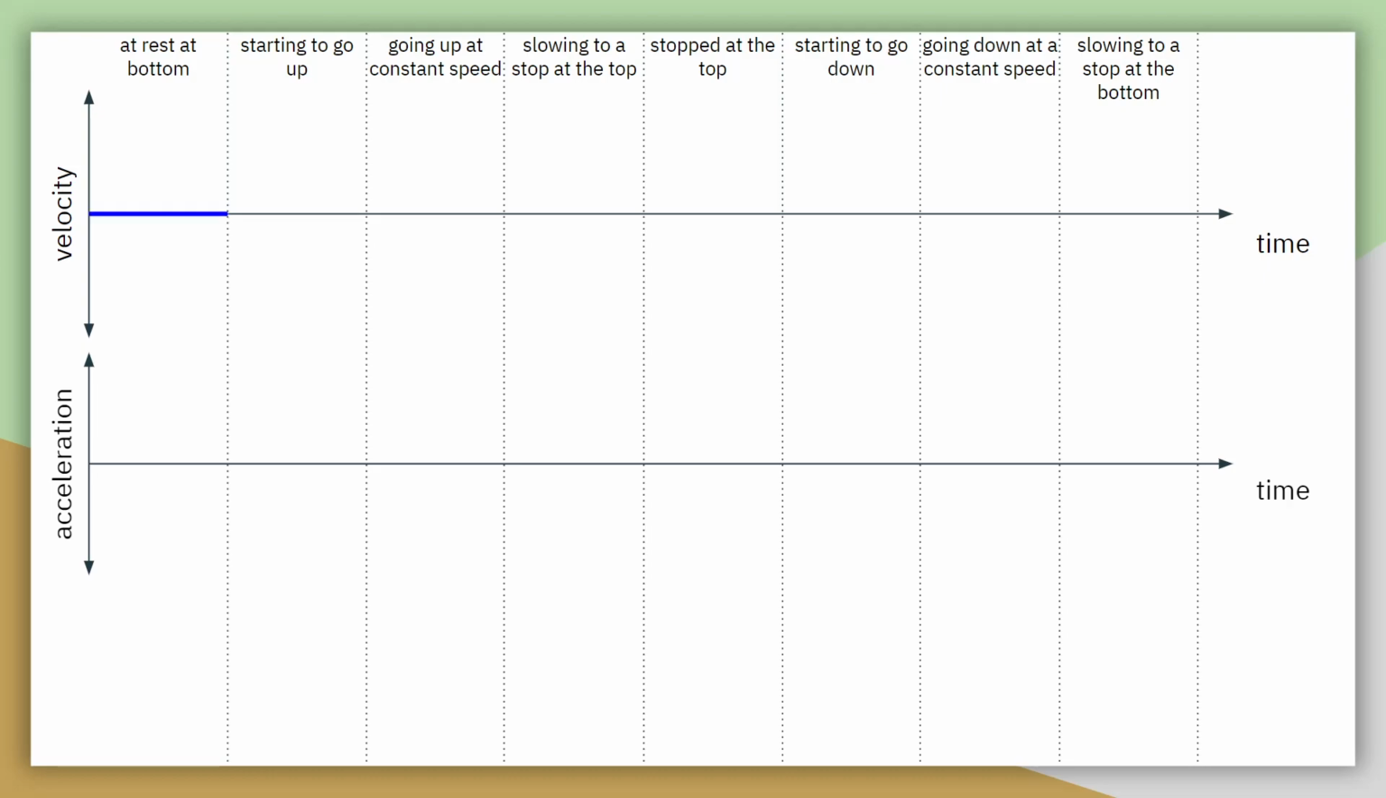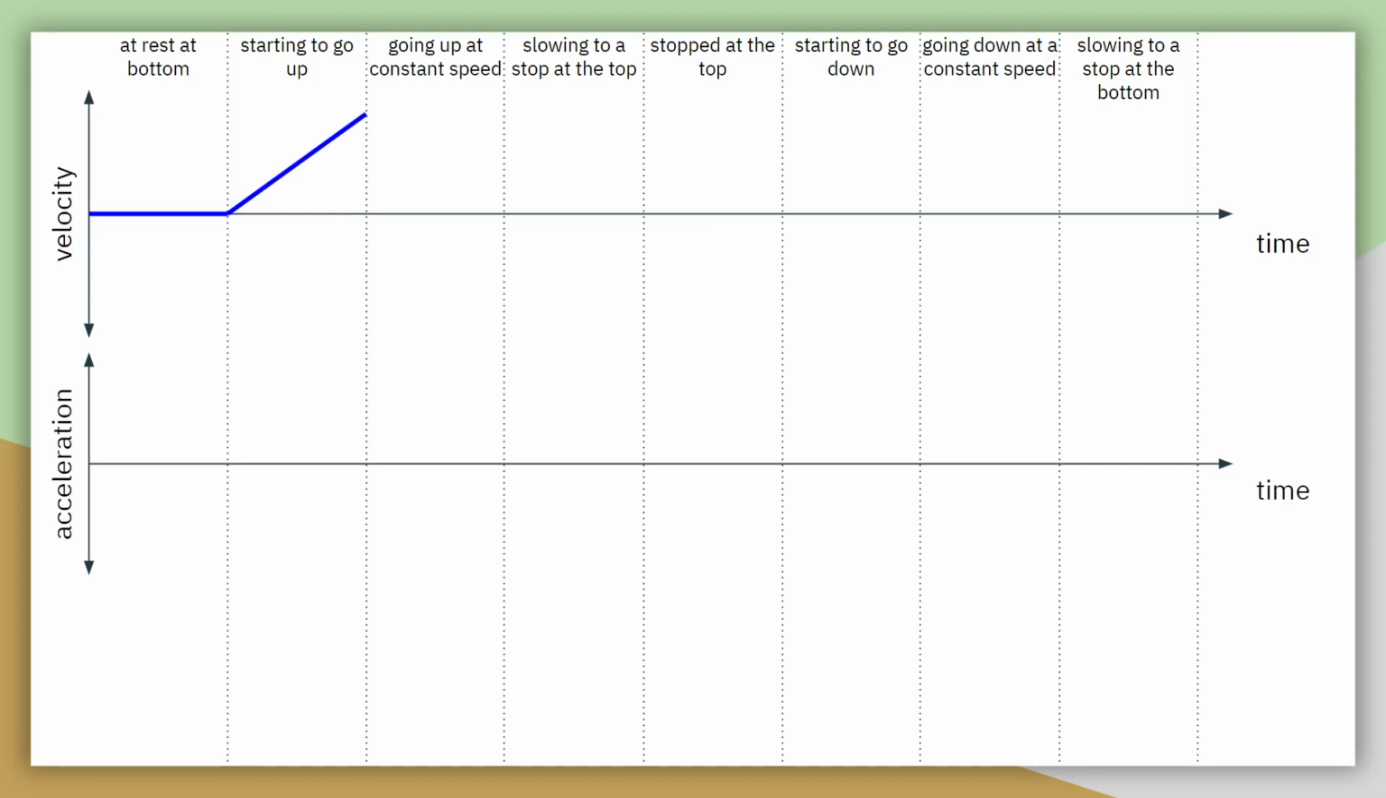When it's at rest, the velocity would start off at 0, and then it would remain at 0 at every instant in time while the elevator is at rest. When it starts to go up, it starts off from a velocity of 0, and then it speeds up. The velocity increases as time goes on. Just to be clear, I'm defining up as our positive direction here, which is why positive velocity corresponds with an upwards motion. Conversely, a negative velocity would be a downwards motion.